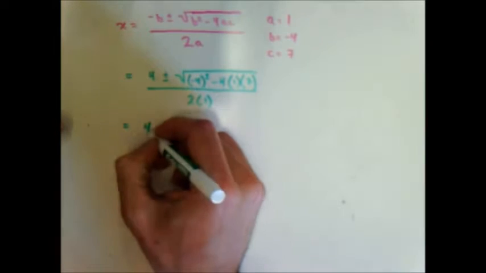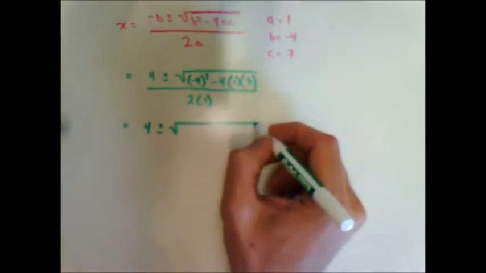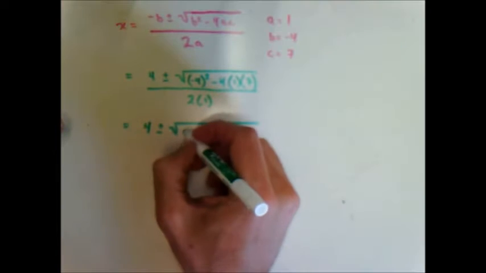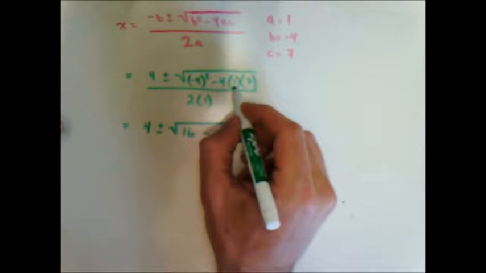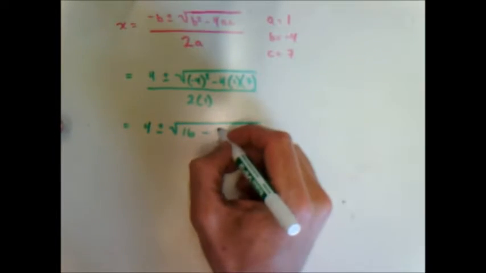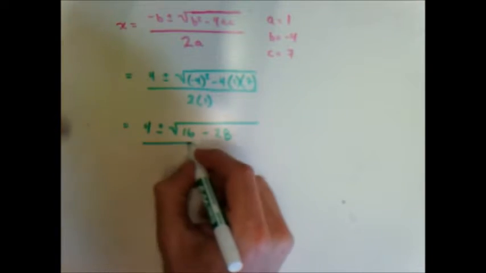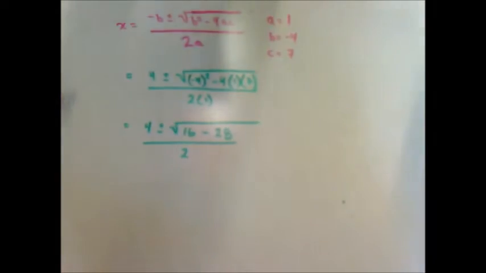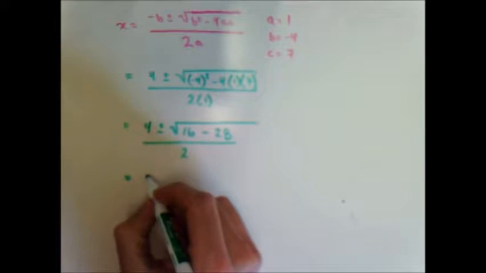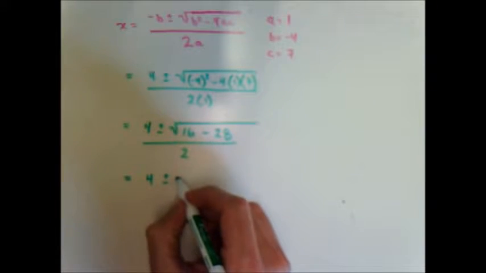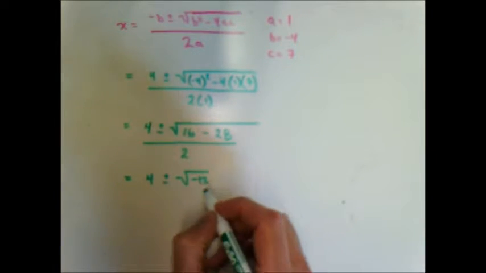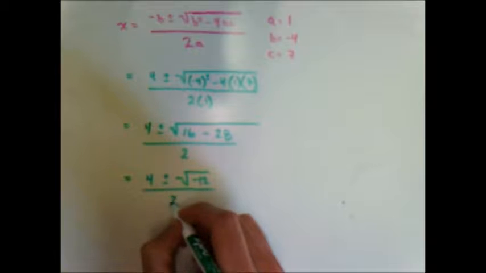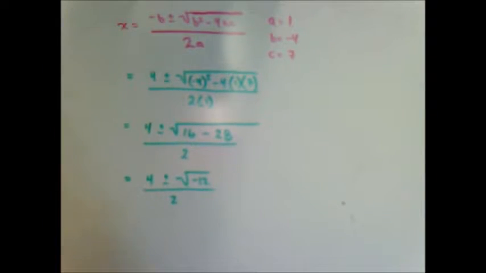Let's quickly simplify the easy stuff here in this bracket. We've got negative 4 times negative 4, which is positive 16. And we're going to have minus 4 times 1 is 4. 4 times 7 is 28. And this is over 2. Let's reduce what's under the square root symbol here. 16 take away 28 is negative 12 over 2.